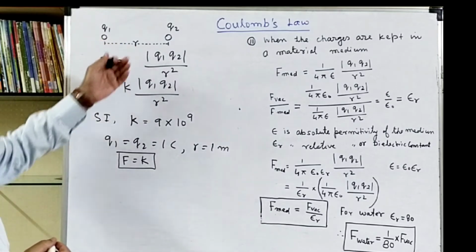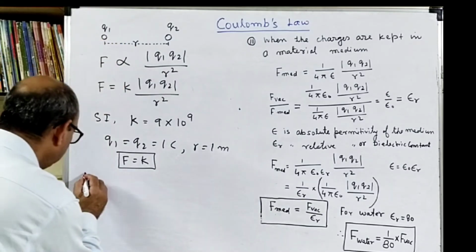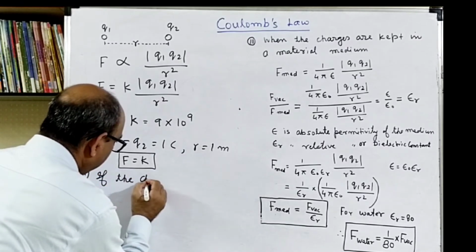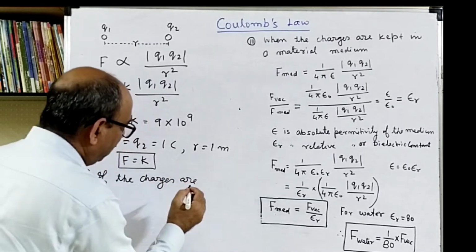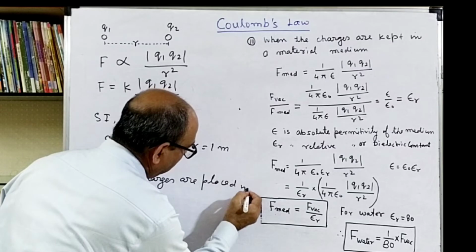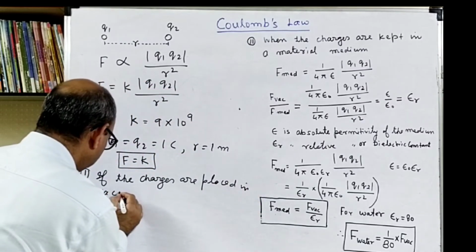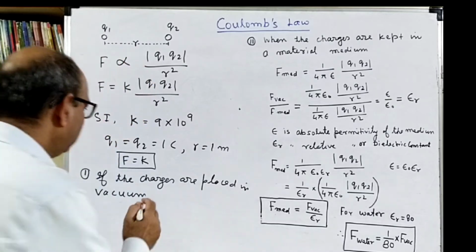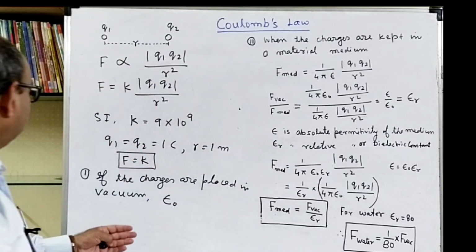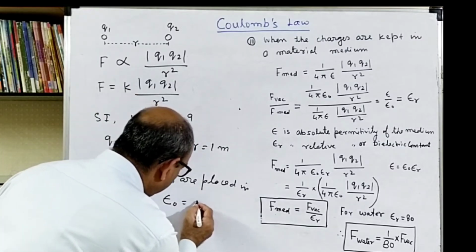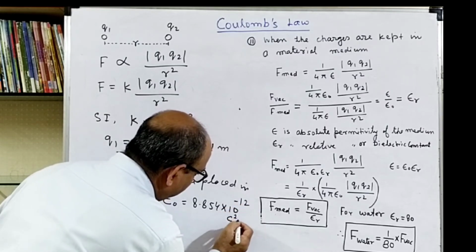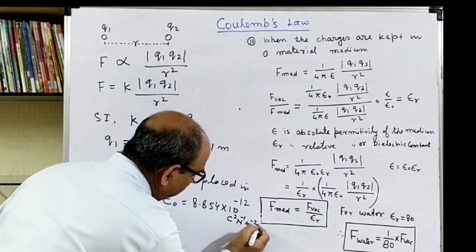Case number 1: if these two charges are placed in vacuum, then for vacuum the permittivity is epsilon naught, and in SI units it is equal to 8.854 into 10 raised to minus 12 Coulomb square per Newton per meter square.